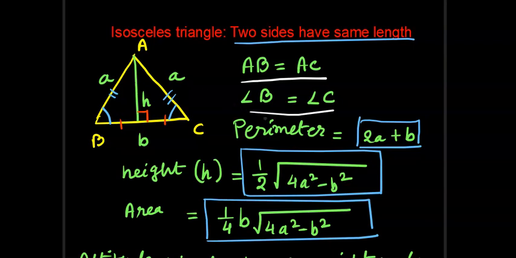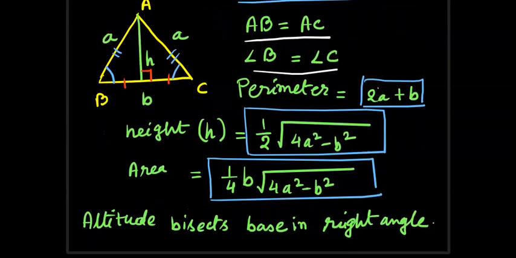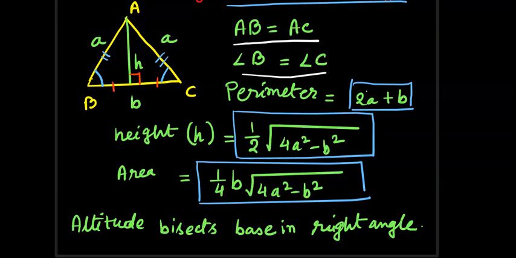The perimeter of this isosceles triangle is equal to 2A plus B. Height H is equal to half root over of 4A square minus B square. And area is equal to 1 by 4B root over of 4A square minus B square. And in an isosceles triangle, the altitude bisects the base at right angle. So this is the altitude H that bisects the base BC at right angle.